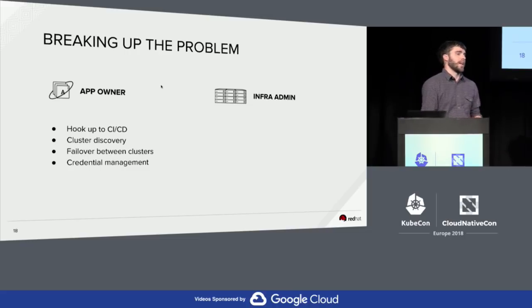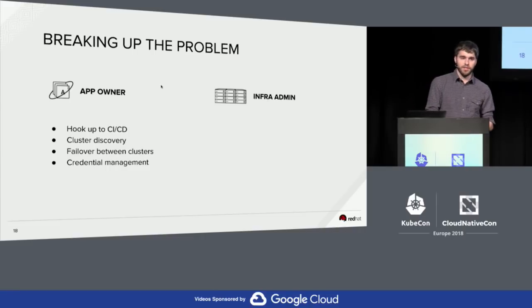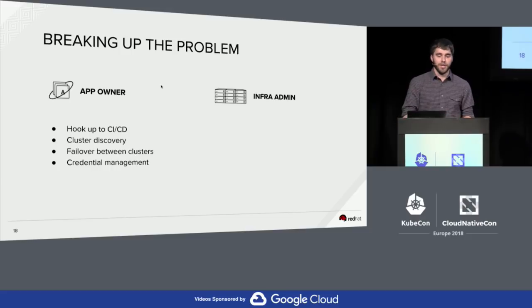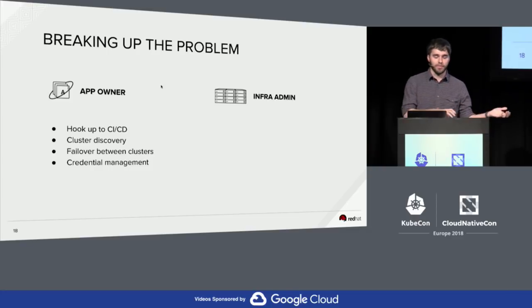So let's dig into what an app owner cares about. You've got CI/CD. You want to build containers and then ship them out because your business makes money when these containers are running. And so you've got to do things like hook it up and get the secrets all configured. Then you've got to do some cluster discovery. If you've got five clusters, where are they running? Because an infrastructure admin might be changing those locations on you. And then should something happen, you've got a failover between those clusters. This has a bunch of application-specific problems and sequences that you need to do. So that's a problem that you have to own.